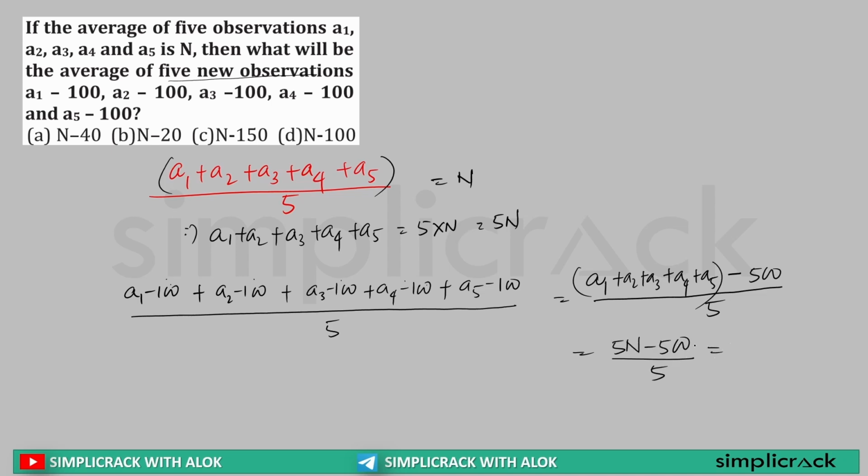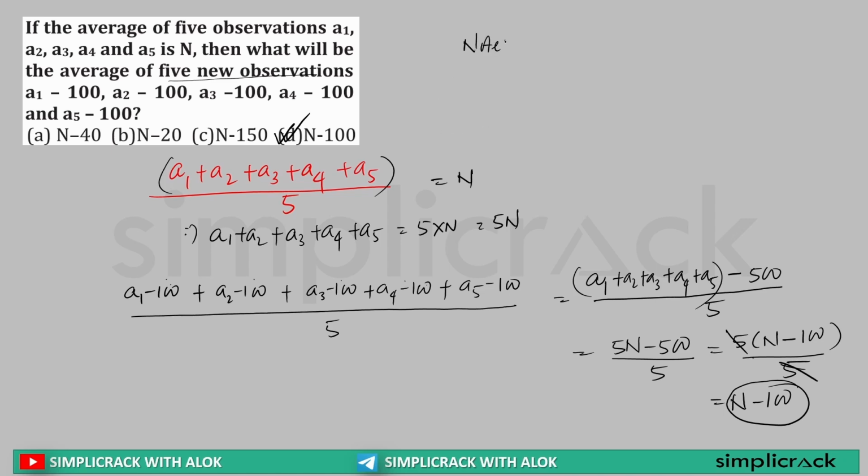Now what I can do, sir? I can take out 5 common. Sir, it will be n minus, if I take 5 out of 500, it will be, sir, 100, because 100 into 5 is equal to 500. Now divided by 5. Sir, 5 will cross out. So the answer is, sir, n minus 100. Clear? Yes. Now you need to remember two theories. Okay. So what are those theories?